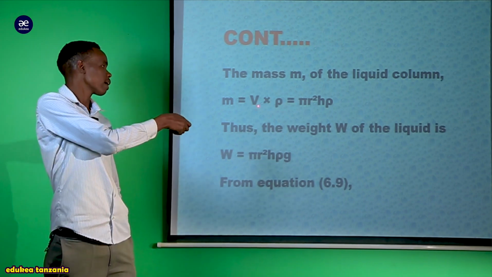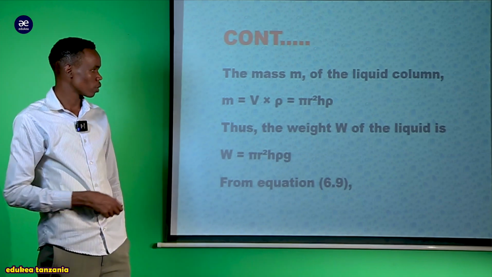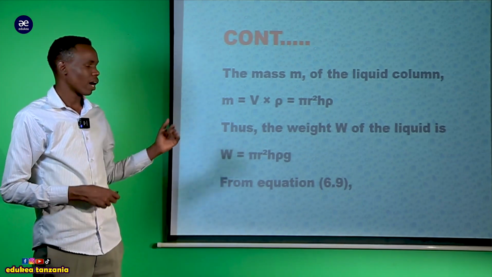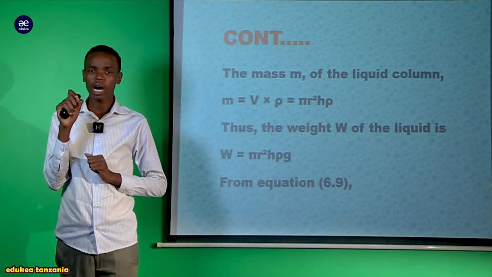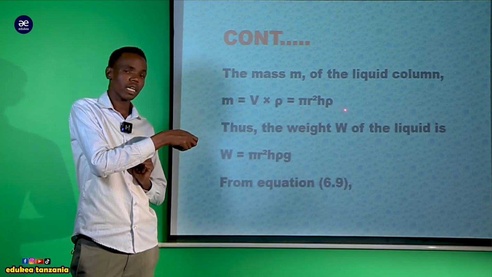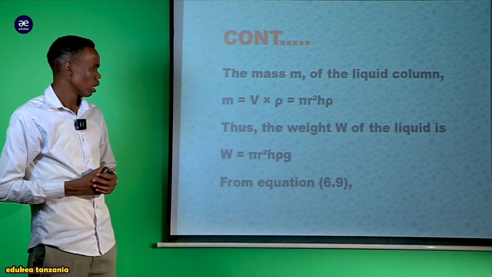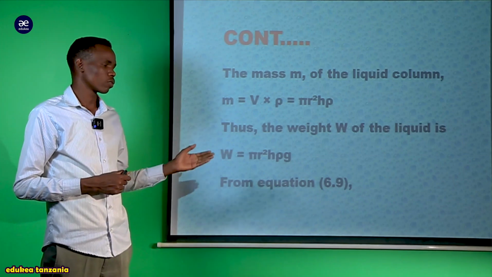Instead of writing V here, we are supposed to substitute the formula of the volume, which is represented by pi r square h. Now, we should conclude by saying that the mass of the liquid column must be equal to pi r square h, then times the density, as we are seeing here. Thus, the weight W of the liquid is equal to this one.